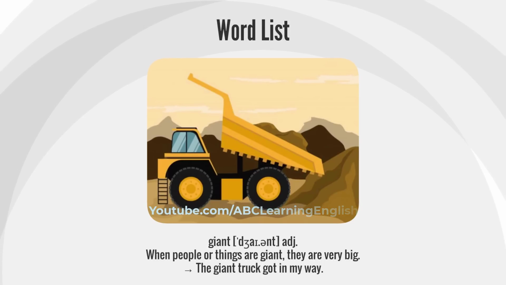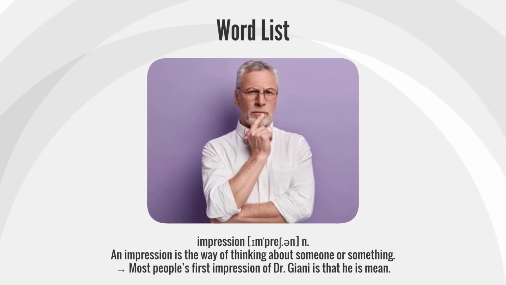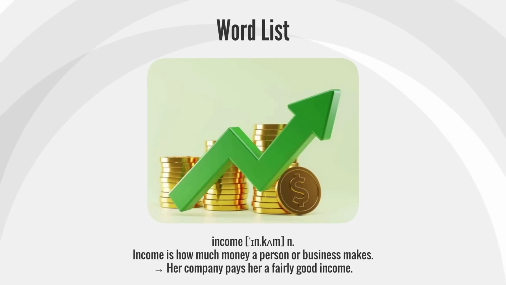Giant. When people or things are giant, they are very big. The giant truck got in my way. Impression. An impression is the way of thinking about someone or something. Most people's first impression of Dr. Gianni is that he is mean. Income. Income is how much money a person or business makes. Her company pays her a fairly good income.